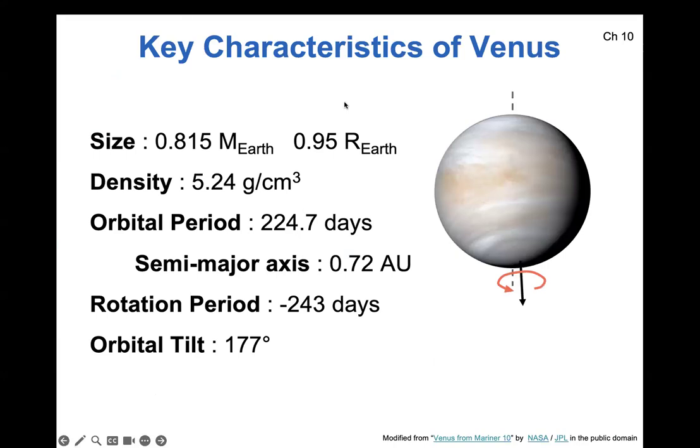Of course, we have to describe the characteristics, which we've definitely hinted at. So let's just make sure they all match, right? So here is our size, 81% the mass. So it is a little bit less dense because the size is much closer. The radius is 95% the radius of Earth. So Venus's radius is 95% of Earth's. But the mass is lower.